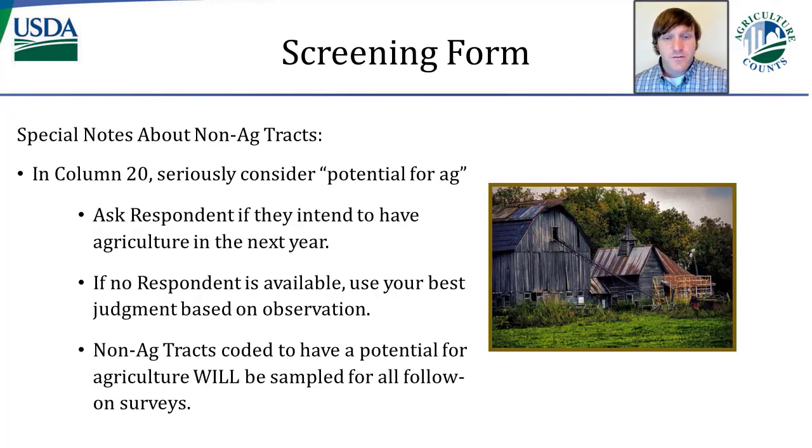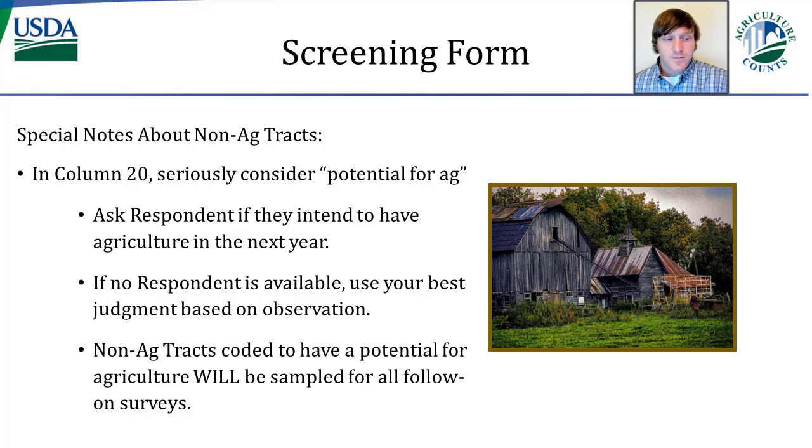Ask the respondent if they intend to have agriculture at any time between now and the next 12 months. If there's no respondent available, then you need to use your best judgment based on observation. If a non-ag tract is coded as having potential for agriculture, as in Code 1 or Code 2 in those checkboxes, then that tract will be sampled for all follow-on surveys, including the quarterly agriculture surveys, cattle, sheep, goats, hogs, labor, and others.